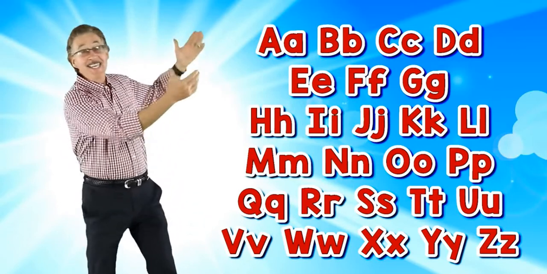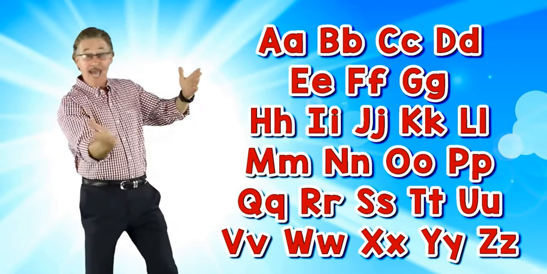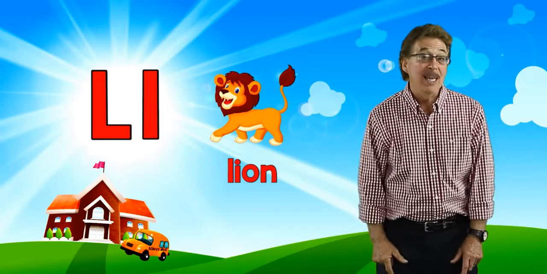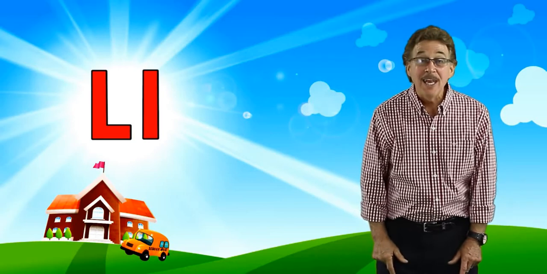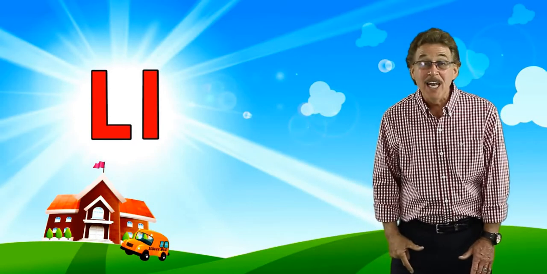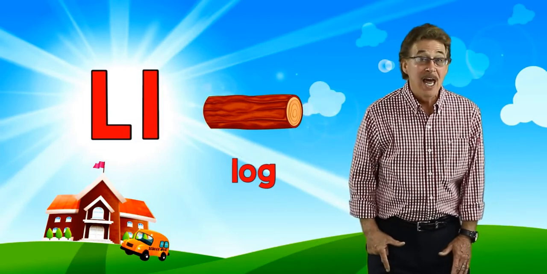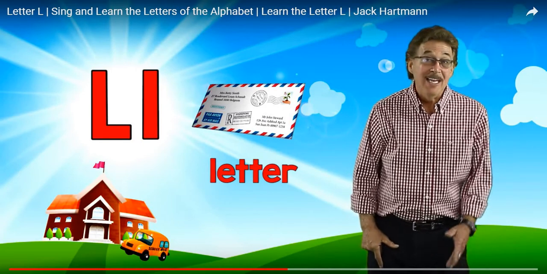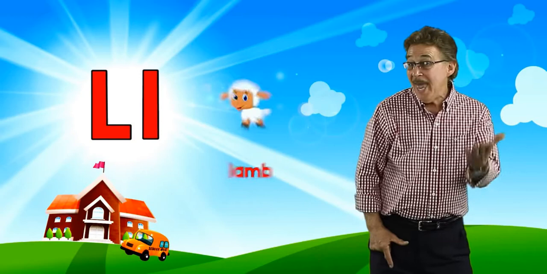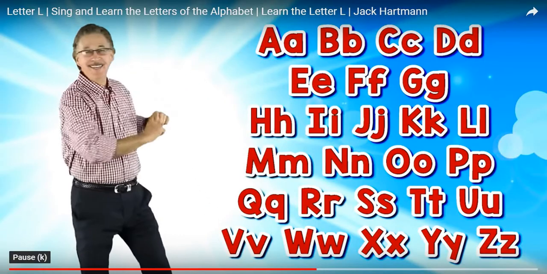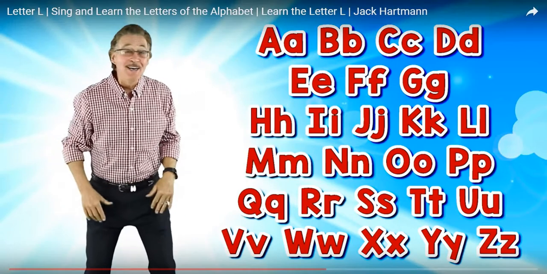The alphabet, the alphabet. Sing and learn the letters of the alphabet. Now my friends, let's do it again. L is for ooh, ooh, lion. L is for ooh, ooh, lake. L is for ooh, ooh, log. L is for ooh, ooh, letter. L is for ooh, ooh, lamb. The alphabet, the alphabet. Sing and learn the letters of the alphabet.